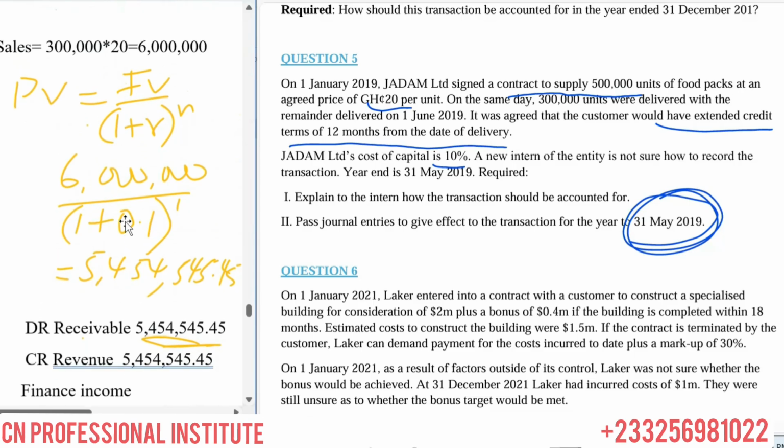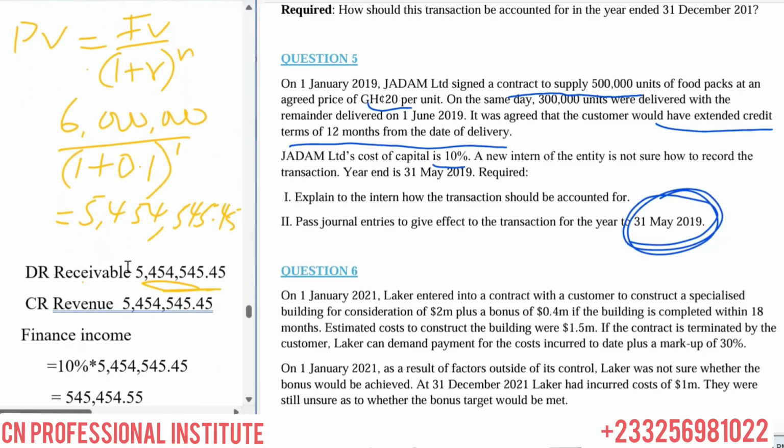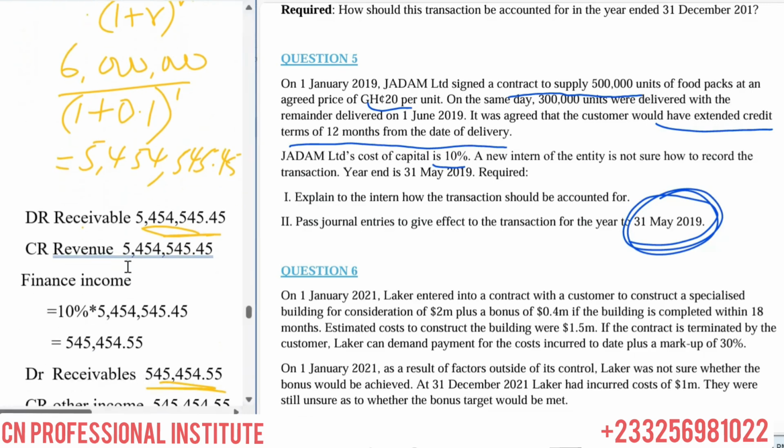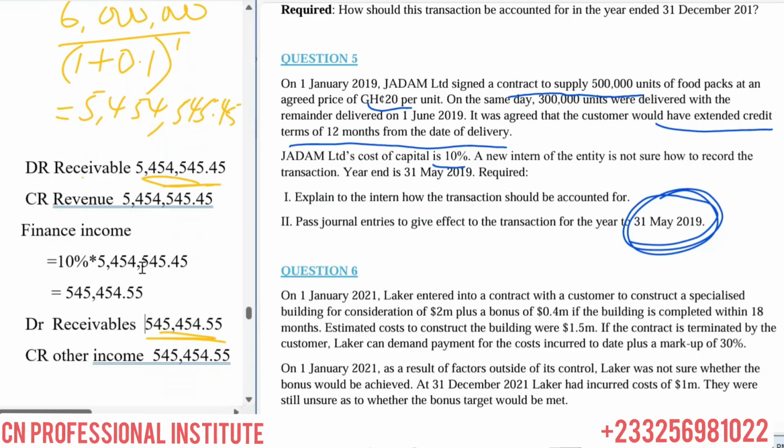We said whenever an amount of money will be received in a year's time or more, there's what we call a financing element, and it should be discounted to present value. So we discounted the 6 million to present value, and then the 5,454,000 is what we are going to record as revenue. So we debited receivable and credited revenue. And we said whenever we discount any amount to present value, we have to unwind.